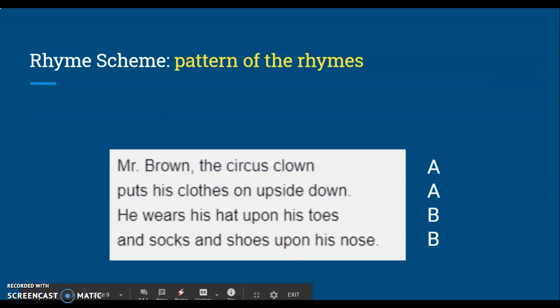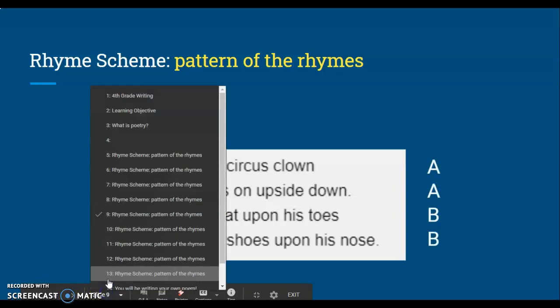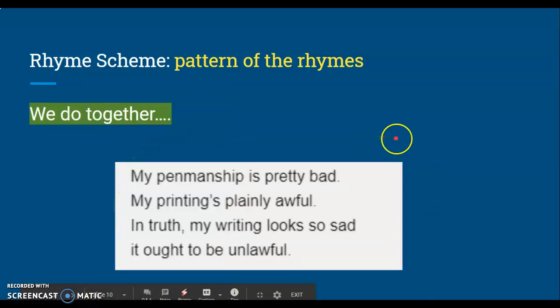Oopsie. Well, let me see. What just happened? Let's get back to our slide. Okay, there it is. All right, take some time. See if you can figure out that rhyme scheme.